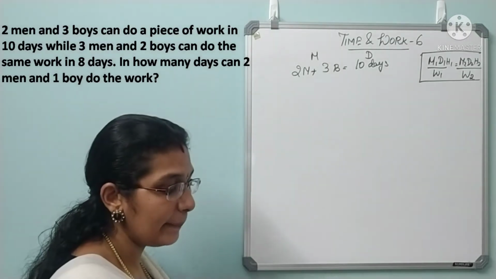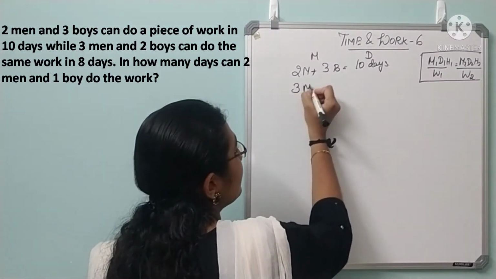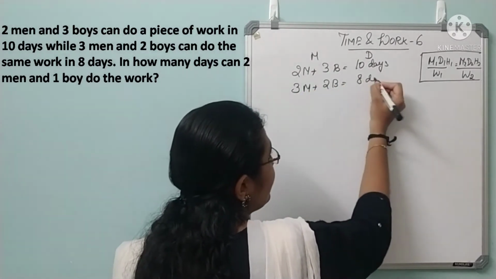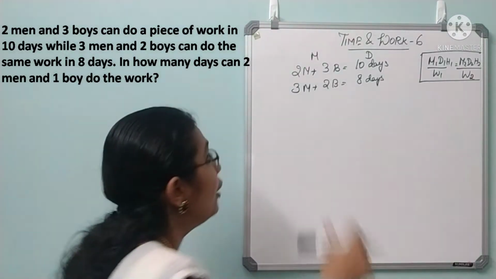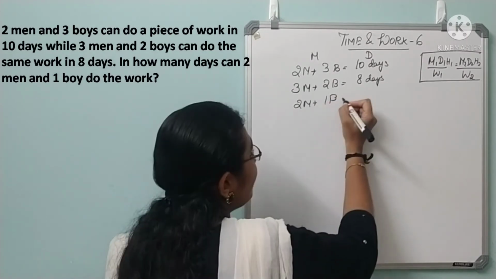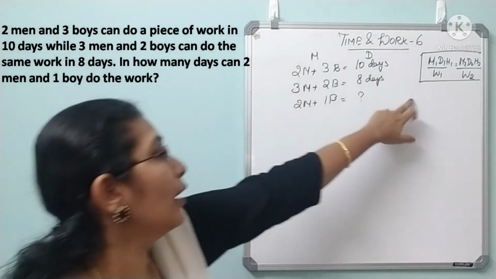Next is 3 men and 2 boys can do a work in 8 days. In how many days can 2 men and 1 boy do the same work? Okay, so we will go with the formula as usual.